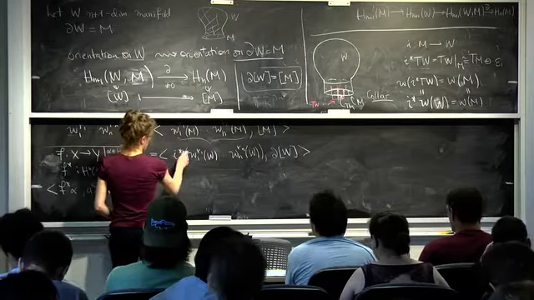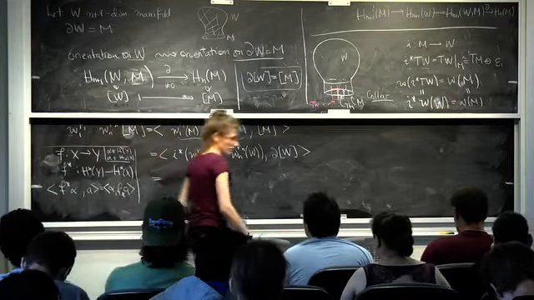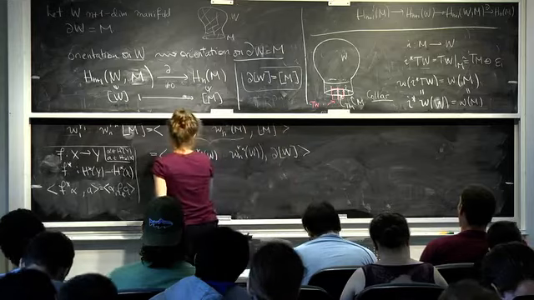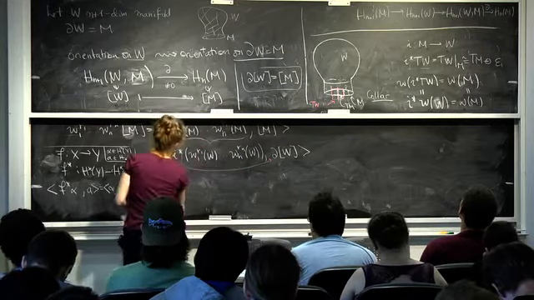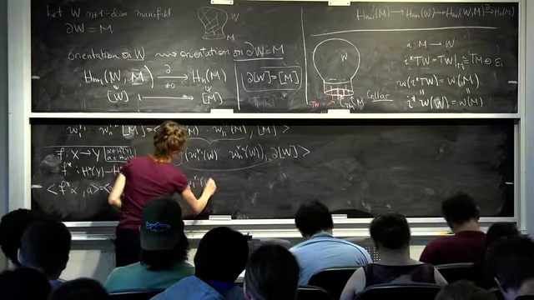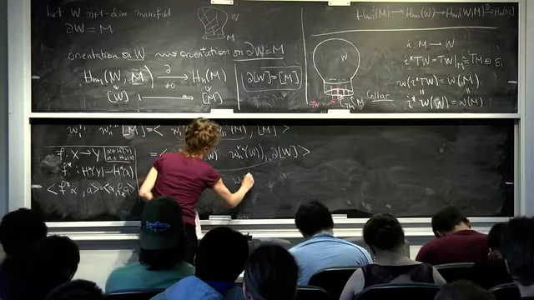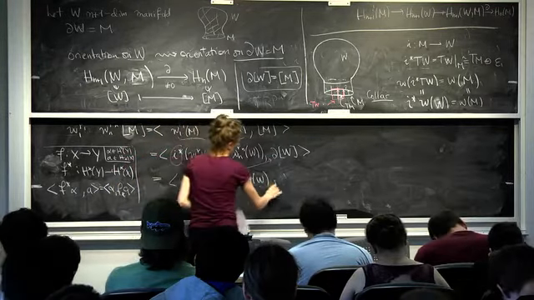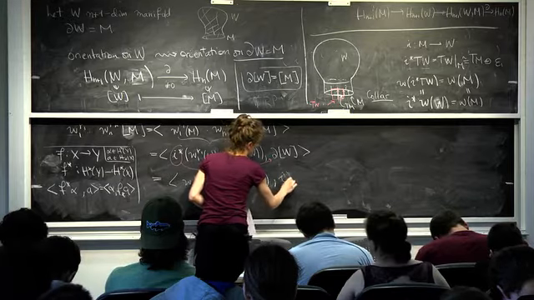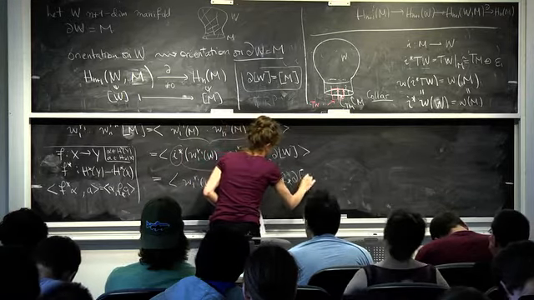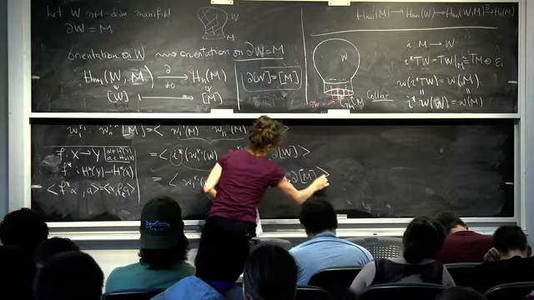But that means I can move this to the other side. So this goes here. So I get W1 of R1, dot dot dot Wn of Rn, W, and I pair it, and then I do the push forward of delta of M. Okay.